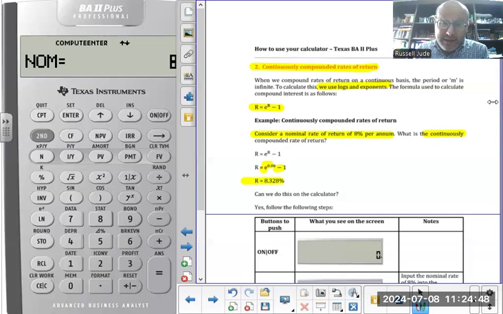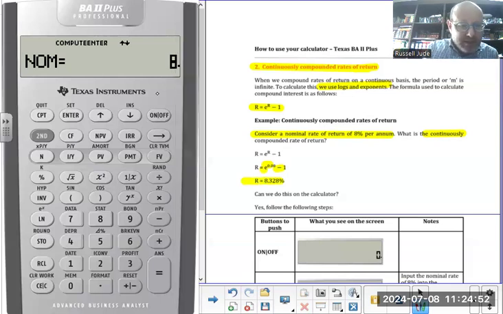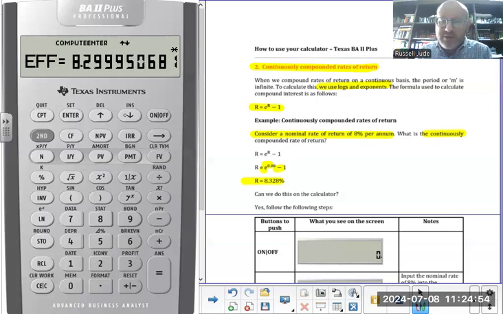I've kept up the same number, that 8%. Let's go back to my calculator and remember my effective rate over there. What was my effective rate with monthly compounding, in other words, compounding 12 times a year? Remember, I got an effective rate of 8.29 from a nominal rate of 8%, compounding 12 times a year. And if I compound continuously, I get 8.32. You can see that's slightly higher, isn't it?